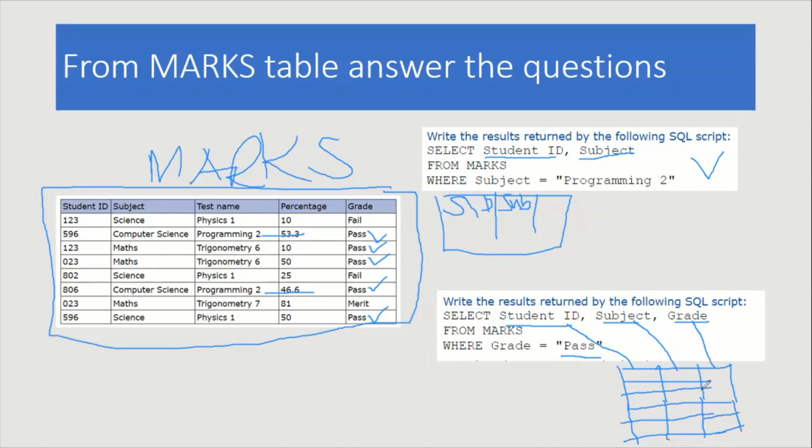And then you can just now fill them in. The student ID for the first one is 596. The subject is computer science, and the grade is pass. The next one is 123. The subject is math, and the grade is pass. Then you can also list down the remaining ones.